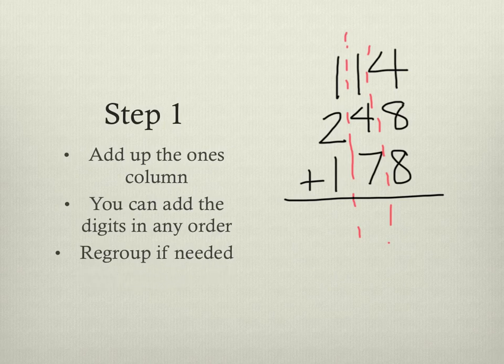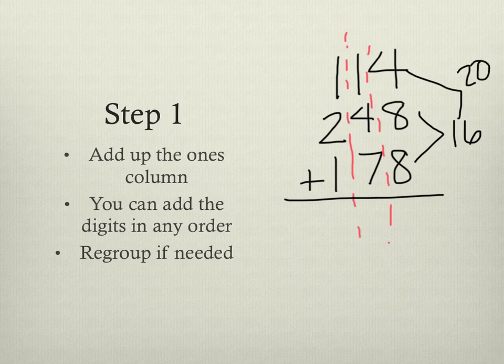And my associative property, I'm going to regroup at the end if I need. Let's do this together. So, I think I'm going to do my 8s first because I know that 8 and 8 is 16 because I know my doubles. Then I can add my 4. So 8 and 8 is 16 and 4 and 16 is 20.